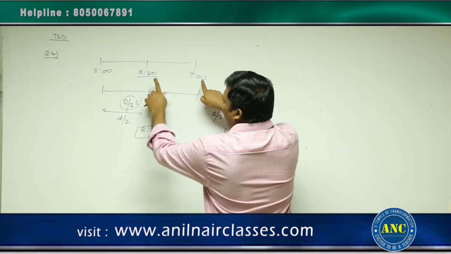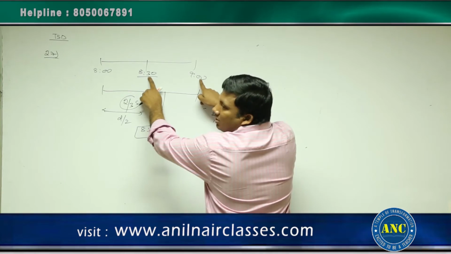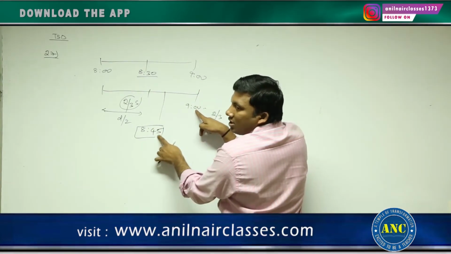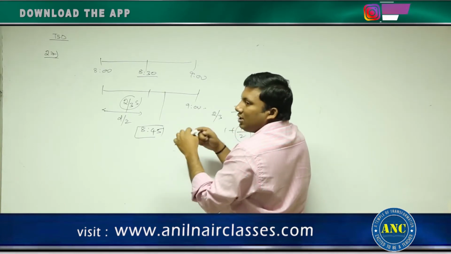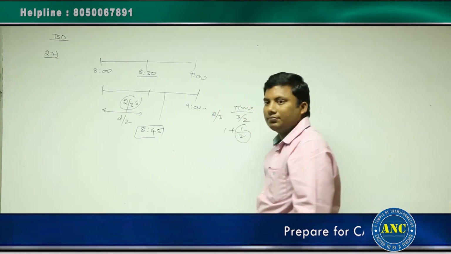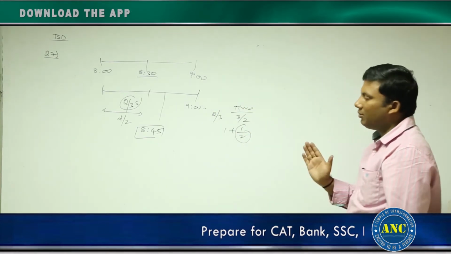That means at actual speed it will take 30 minutes. Actual speed, 30 minutes. 8:45 to 9, how much is it? 15 minutes. 30 minutes is at actual speed, so 15 minutes it should be double the speed. Double the speed.